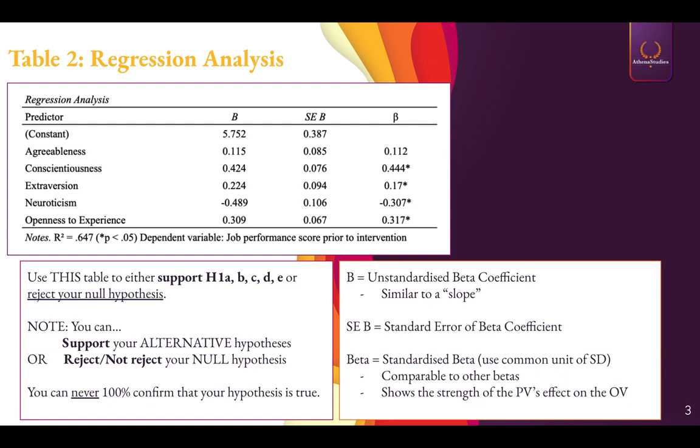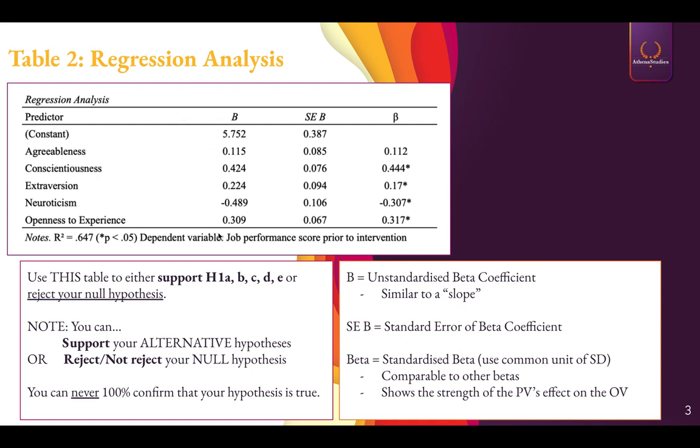But we can never do that, so therefore never ever state in your results section or in your discussion that you can 100% prove that these predictor variables significantly affect the outcome variable. And then just a quick analysis of the table.